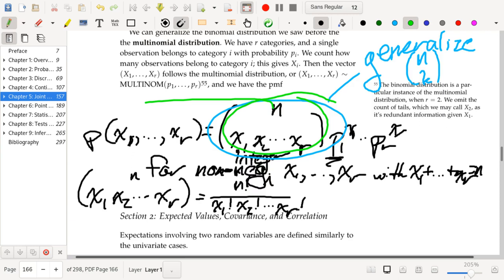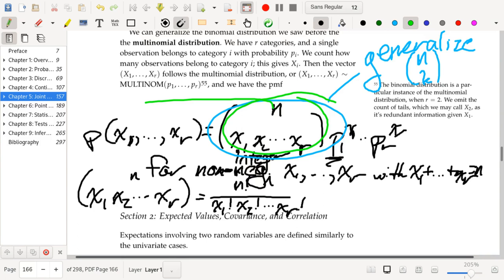Okay, so this multinomial distribution, by the way, is actually a generalization of the binomial distribution. The binomial distribution tracked only successes and failures. The multinomial distribution allows for more categories than just success or failure. So you end up with this generalization. The binomial is actually a subset of the multinomial, where R is equal to 2.